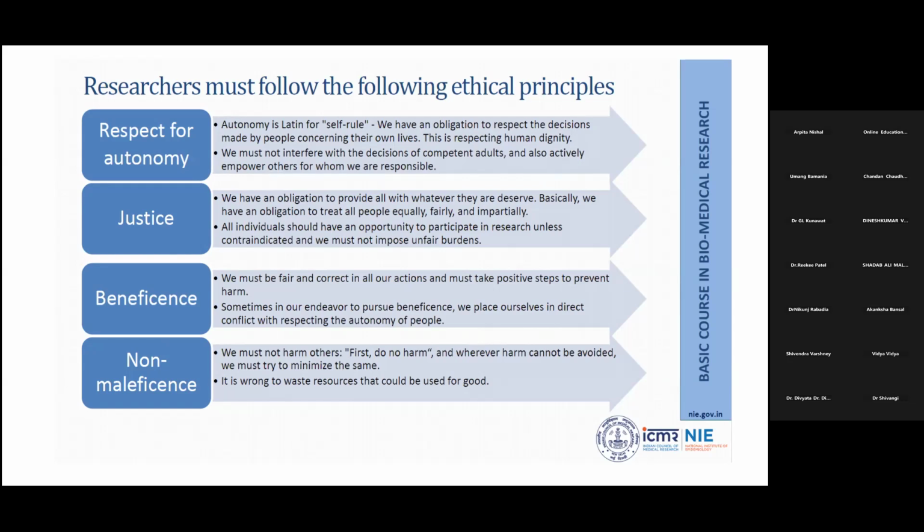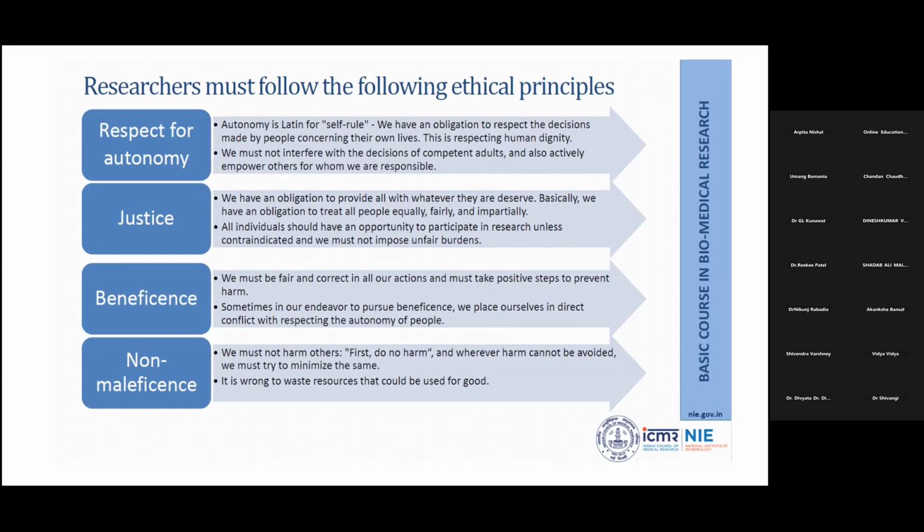In terms of research, it means that we must respect the participants' decision to take part or not to take part in the study. We must not interfere with the decisions of competent adults to take their own decisions. We must respect their decisions. If they say yes to taking part in the study, fine. And if they say no, they don't want to take part, we have to respect those decisions. But at the same time, if they are not aware of the details of the research, it is our duty to make them aware, to empower them. Once we empower them, it is their decision to take part or not. But then their decision will be an informed decision because we inform them about the study.